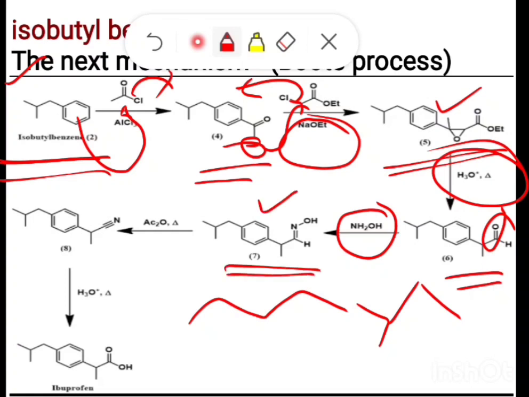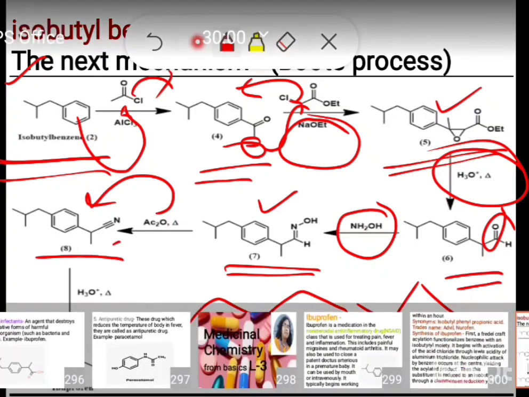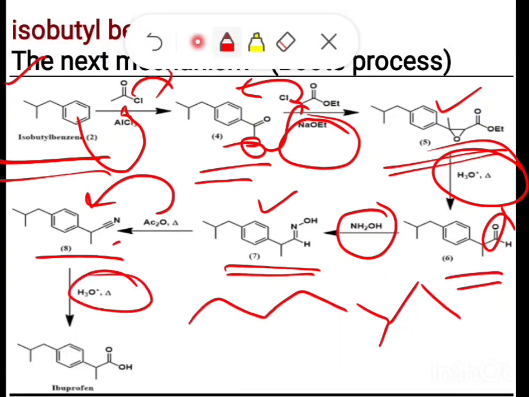Then Ac2O we use, so we get the nitrile. Last one, H3O+ and heat used, then ibuprofen can be produced.